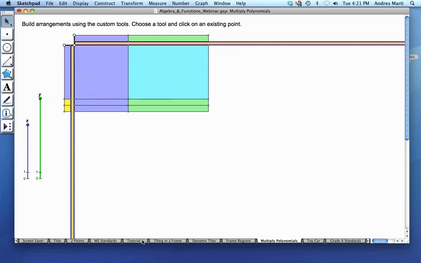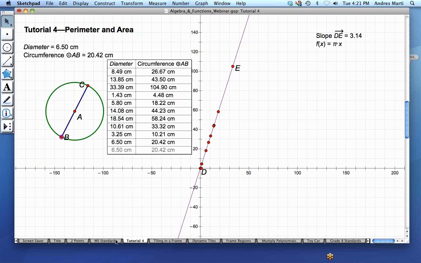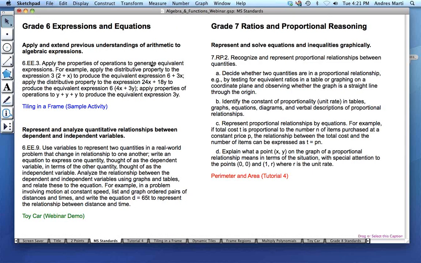Okay, so again, I was just kind of showing a bit how a model that we provide, a dynamic Sketchpad model, for really looking at the distributive property, starting at the sort of level of 6th grade, but then it continues up through high school.